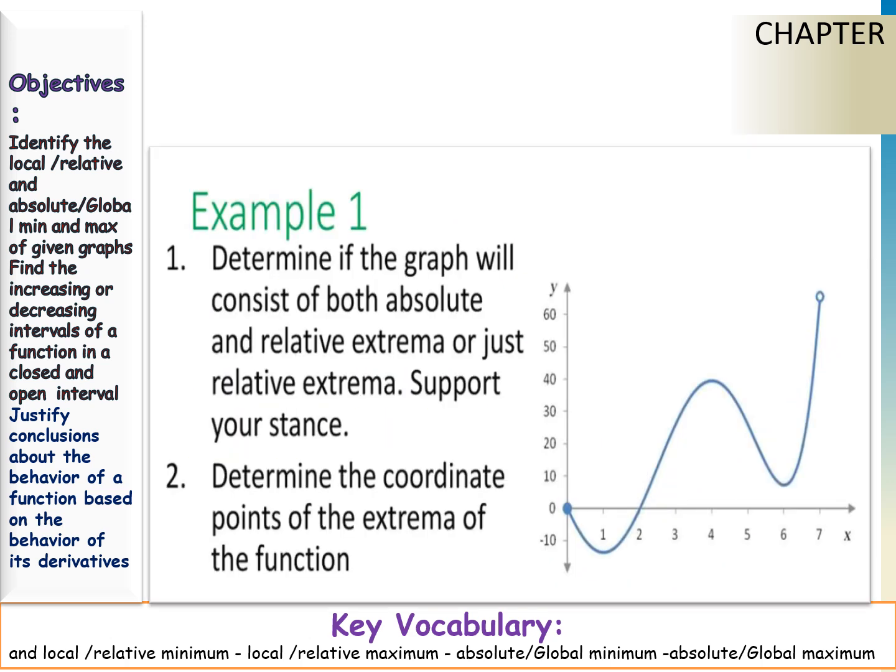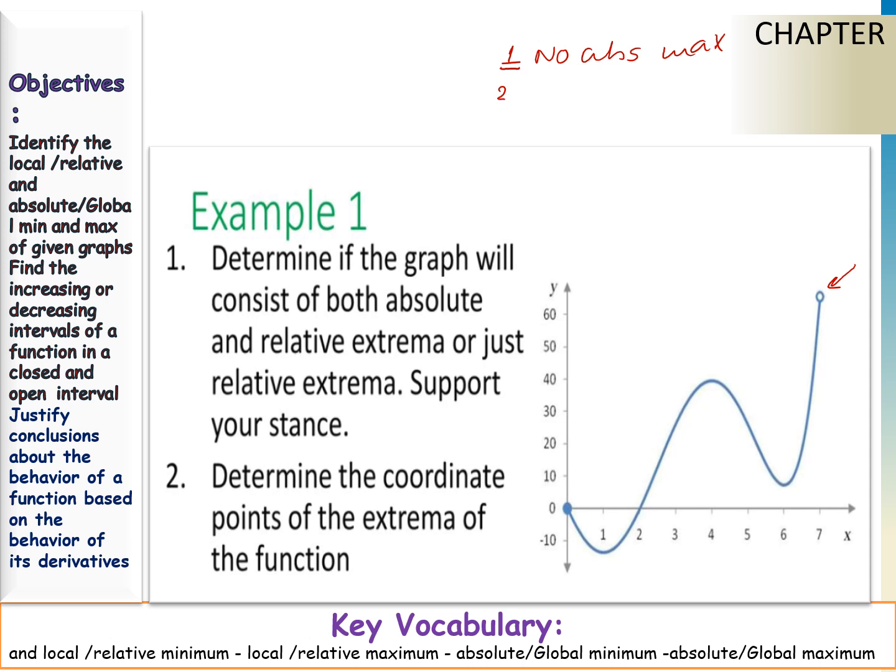Let's try this graph. Determine if the graph consists of both absolute and relative extrema, support your stance, and determine the coordinate points of the extrema. Okay, so first of all, find out what is the highest point of the graph. You can see this is the highest point of the graph, right? But this is not included because it's an open interval. So you will say no absolute maximum.